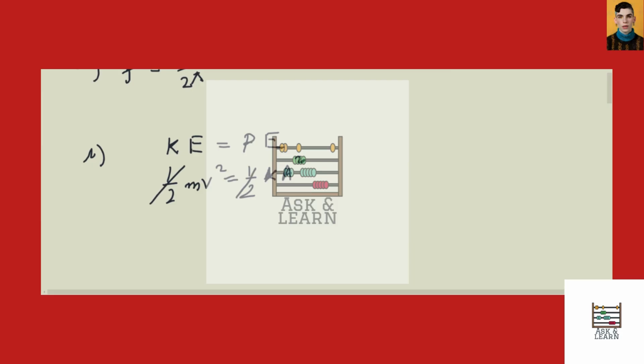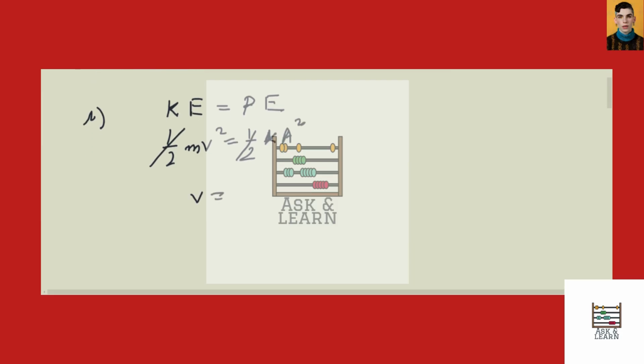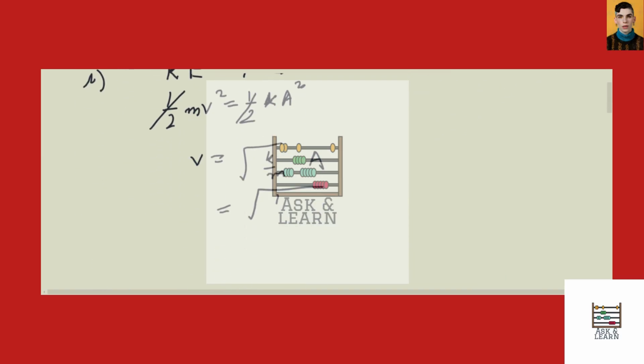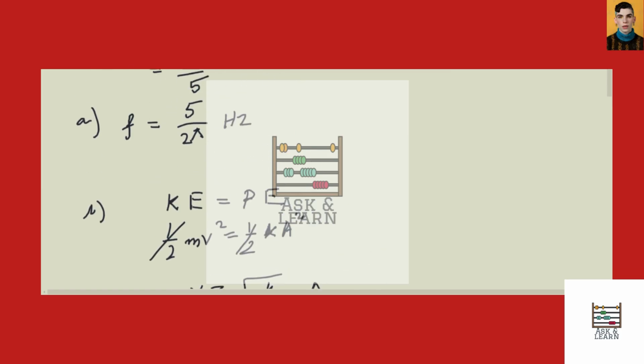Now half gets cancelled. Here we have v equal to root over of k by m times a, right? Now we plug in all these values. This gives us v equal to 1 meter per second. Okay, so let us see. k is 100, the mass is 1, times a is 0.1, right? So this gives us 1 meter per second as the velocity of the small mass m.